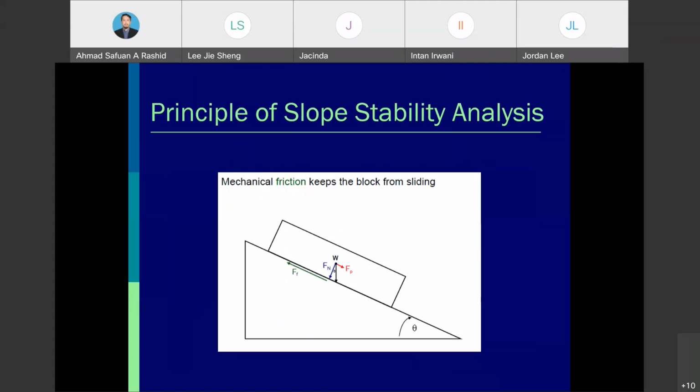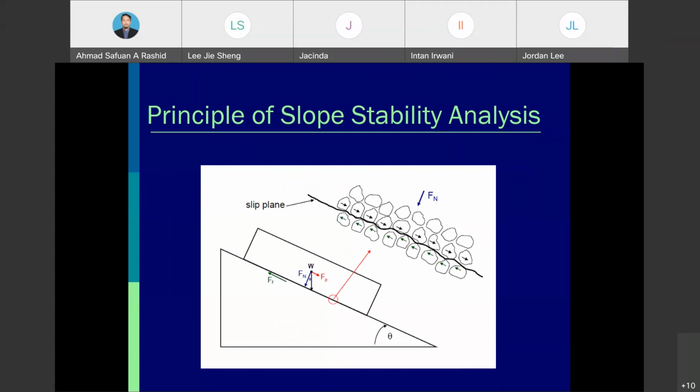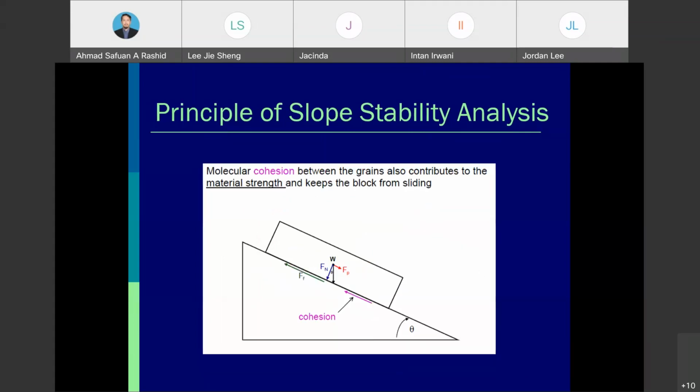And when we look at this friction deeply, we can find that there is interaction between both surfaces, the surface of the block and also the surface of the failure plane. That interaction is due to the cohesion of the particles of the material. So the molecular cohesion between the grains also contributes to the material strength and keeps the block from sliding.